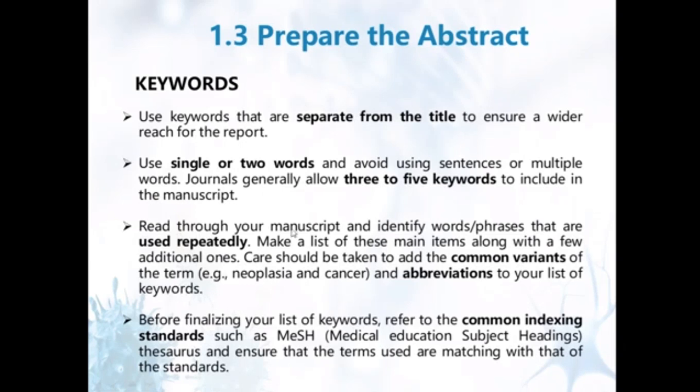You have to read through your manuscript and identify words or phrases that are used repeatedly. Make a list of these main items along with a few additional ones. That means, if a word is used in your paper repeatedly, then use it as a keyword. Care should be taken to add the common variants of the term and abbreviations to the list of keywords. Sometimes it's different if you put cancer or neoplasia in your keywords, although perhaps they have similar meanings. You have to keep in mind which one to choose.